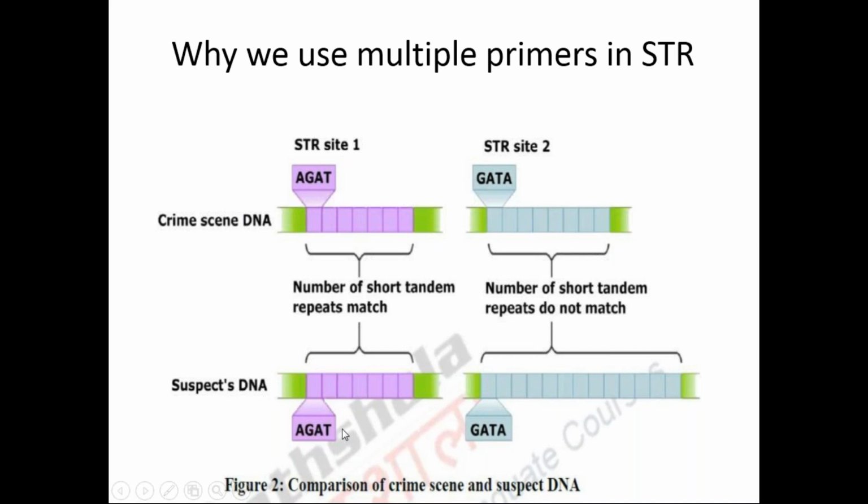After that, we analyze the STR result. Here, the first sequence is exactly identical and present in the suspected DNA. But this STR site 2 shows some variation in terms of length. The repetitive sequence, GATA and GATA, is identical, but the length of the STR varies in both samples.